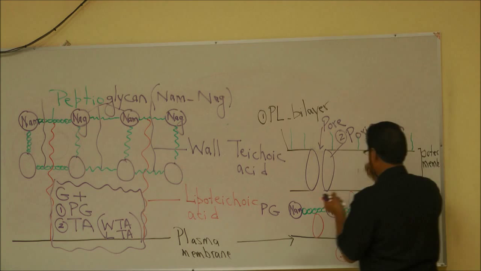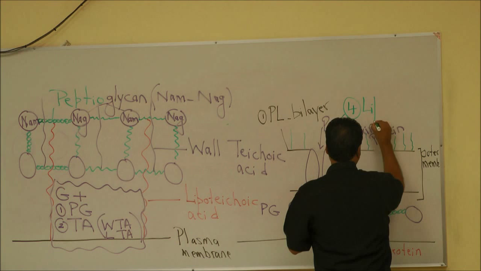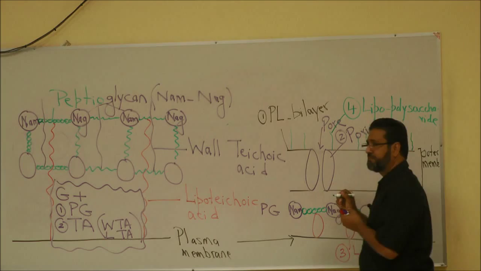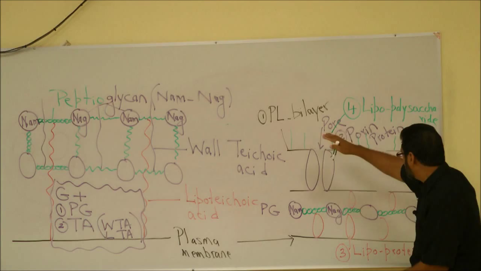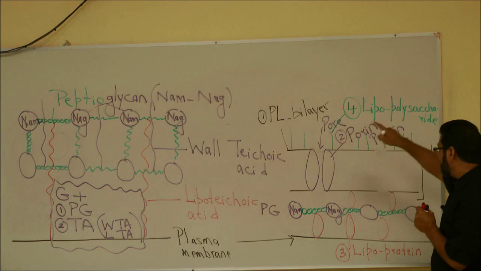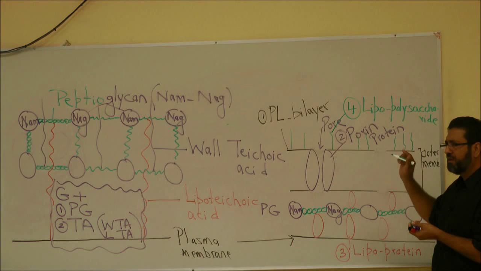Lipopolysaccharide. What is it? Okay. Now, if you do a chemical analysis and separate all these four different parts in peptidoglycan and take five mice and inject each part, phospholipid bilayer in one mouse, lipoprotein in another, and so on, which mouse will die?